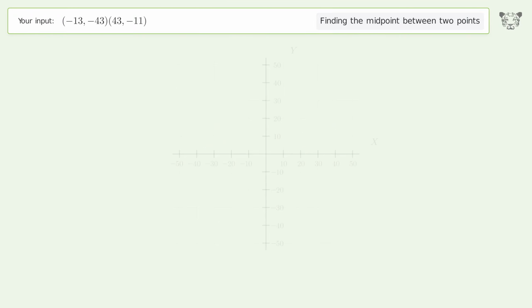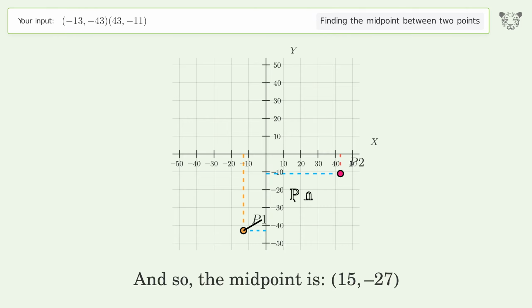And so, the midpoint is 15, negative 27.